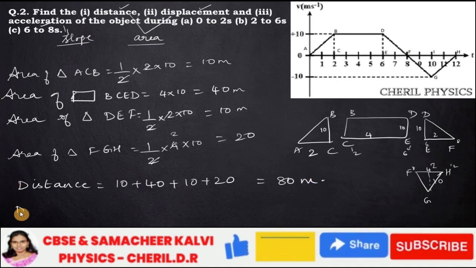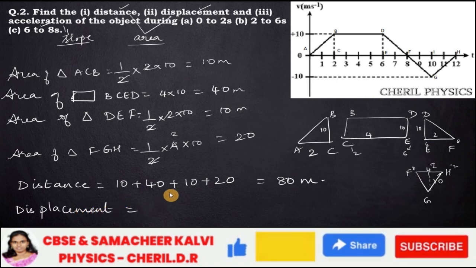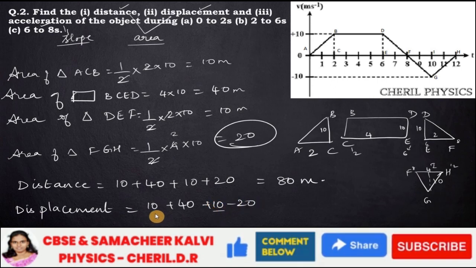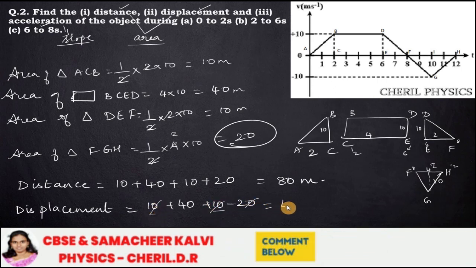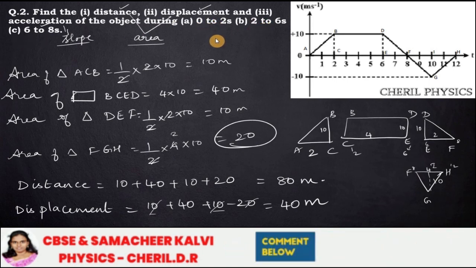Now let us find out the displacement. For the displacement, this one alone is in the negative, so only this you will have to subtract. So what will it be? 10 plus 40 plus 10 minus 20. Here 110 minus 20, so you are left with 40 meters. So we have calculated the distance to be 80 meters and the displacement to be 40 meters. Next we have to find out the acceleration for all these three given time periods.